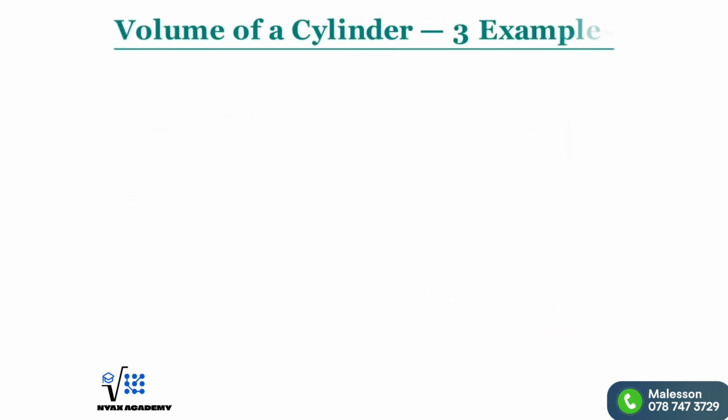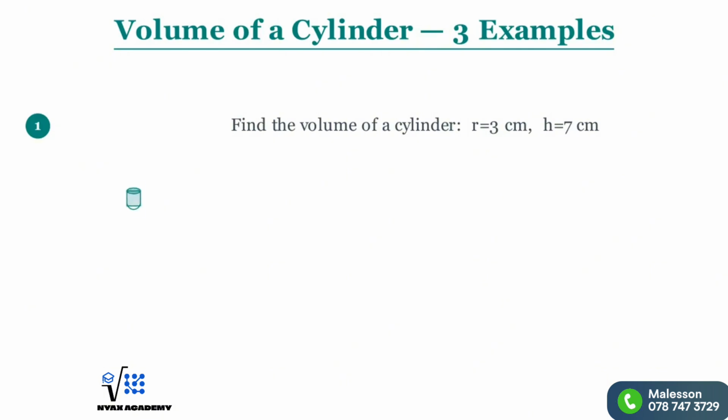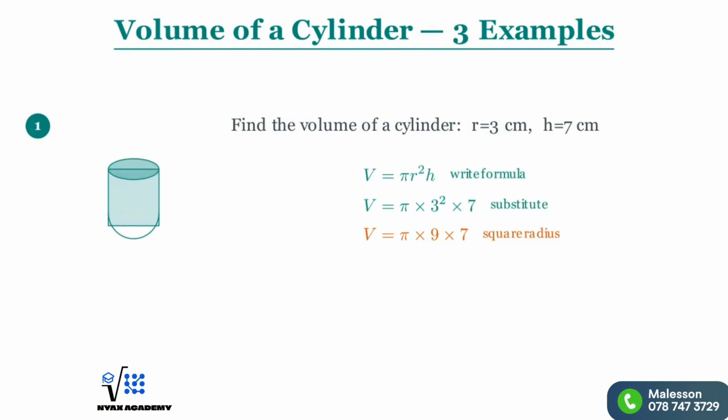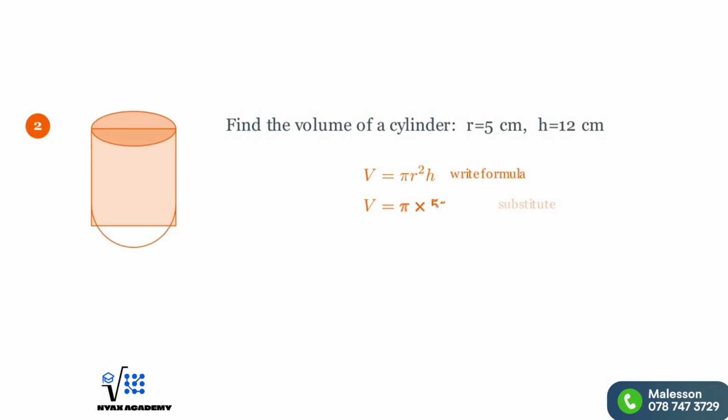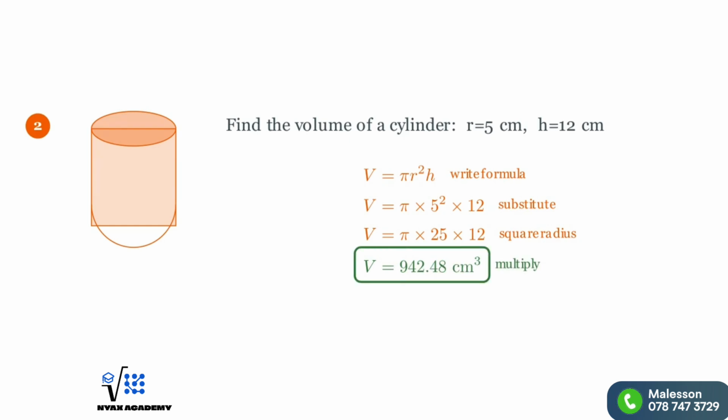Let's look at, for example 1, a cylinder with a radius of 3 centimeters and a height of 7 centimeters. Substituting into our formula, we get a volume of 197.92 cubic centimeters. For our second example, having a radius of 5 centimeters and a height of 12 centimeters. Substituting into our formula, we get 942.48 cubic centimeters.